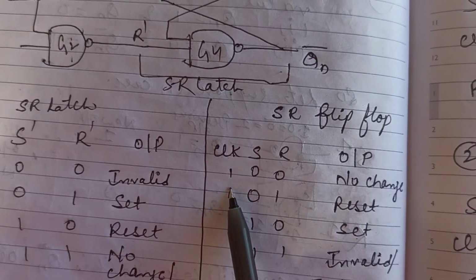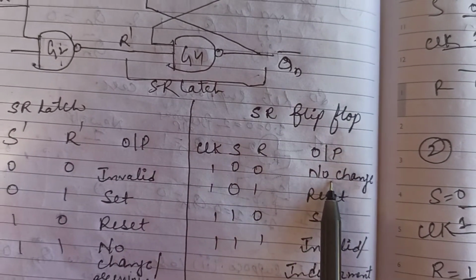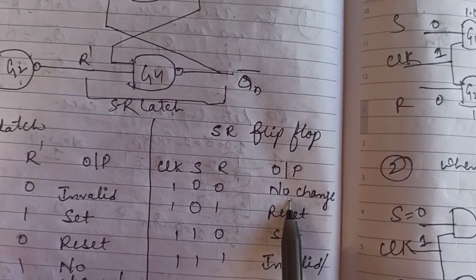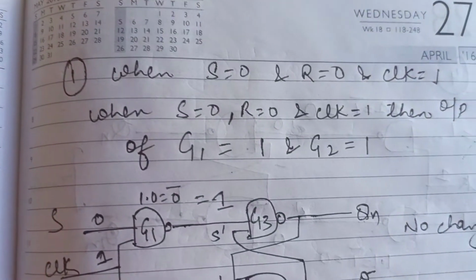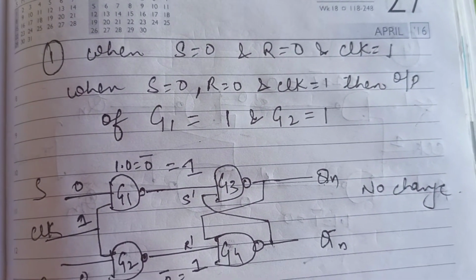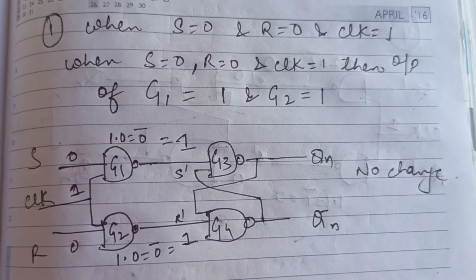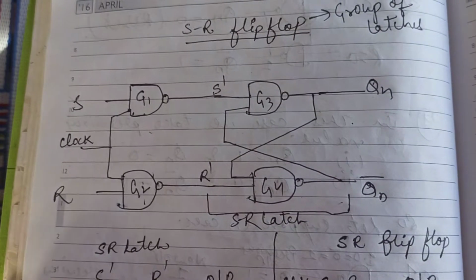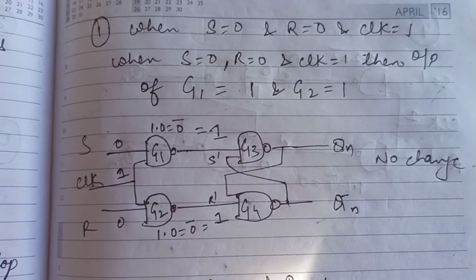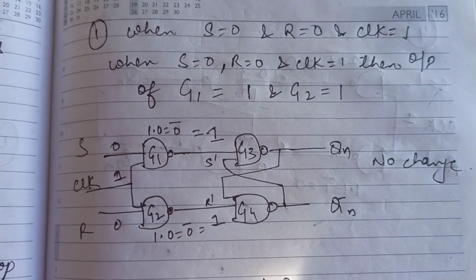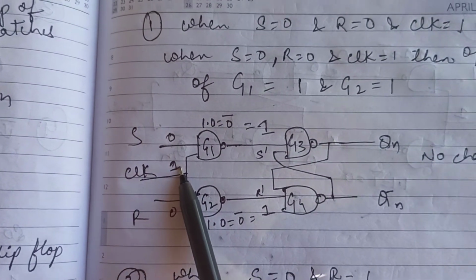Here the clock is 1, S is equal to 0 and R equal to 0. The output is no change. We will see how we can say that the no change output will come there. Here is the first case when S equals 0 and R equals 0, and this is again the same circuit diagram like this one. So in the circuit diagram you can see the value of S equals 0 and R equals 0, and the clock is 1.